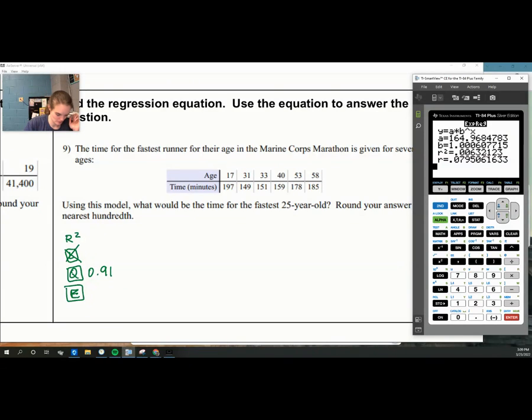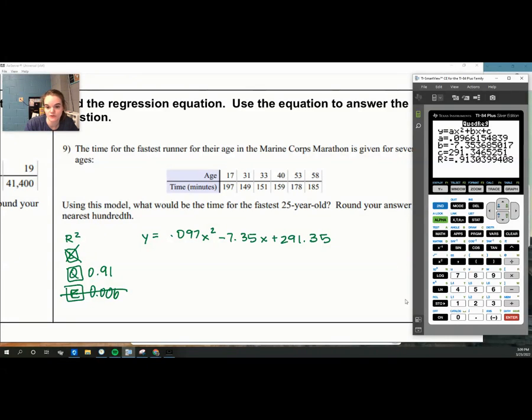Nope, that one's terrible as well, 0.006. So it's definitely quadratic. So let's go back to quadratic, number 5, and write the equation. So y equals 0.097x squared minus 7.35x plus 291.35. Okay, now clear this out and let's see what it asks.